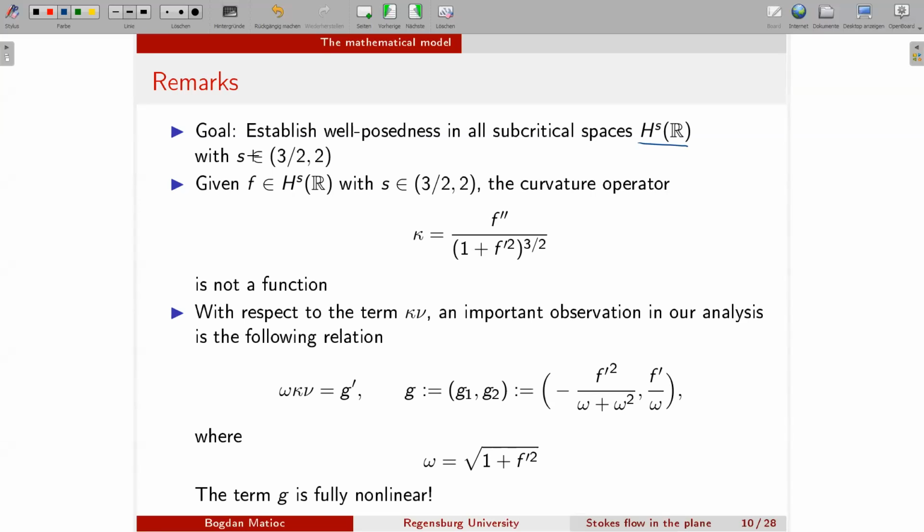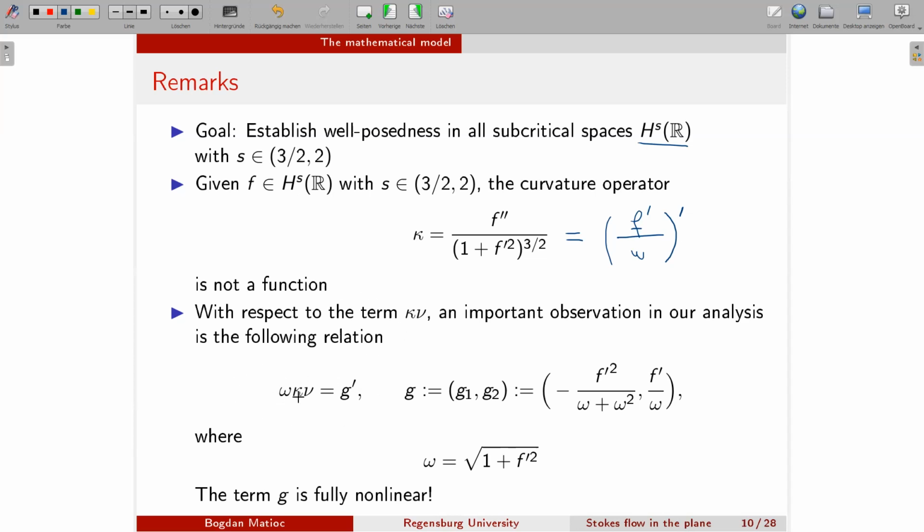Because we have low regularity, the first drawback is that the curvature operator is no longer a function, but it can be represented as a derivative of a function because, as you know, this is F prime over omega prime, where omega is this nonlinear function with respect to F prime. So this is a simple observation, which is very useful. For the analysis, the curvature is now a distribution for F in H^s. And this is a problem.